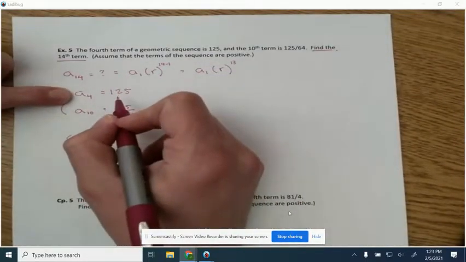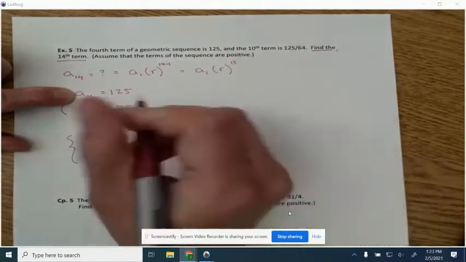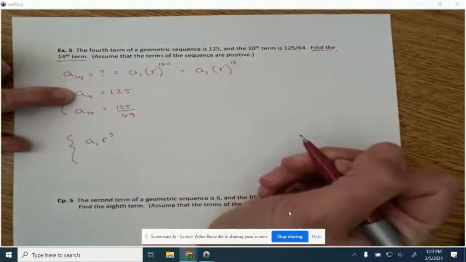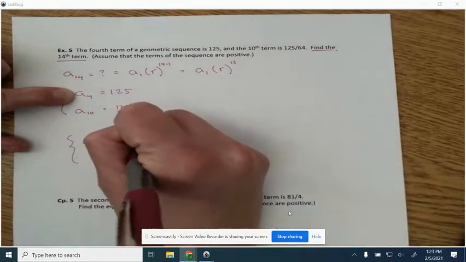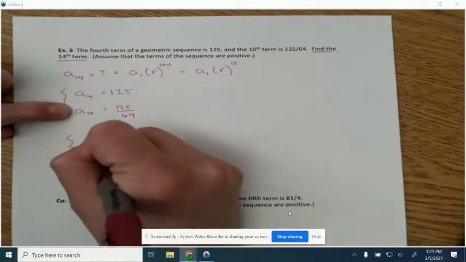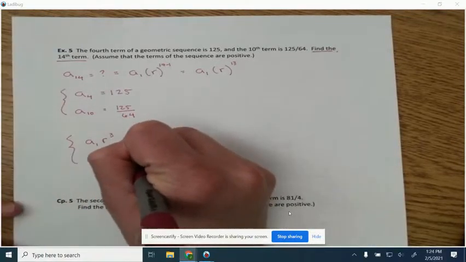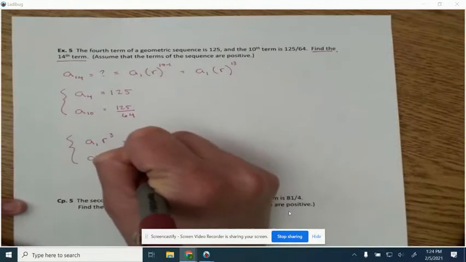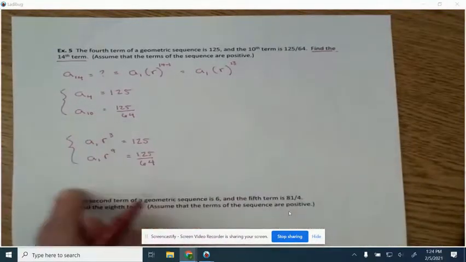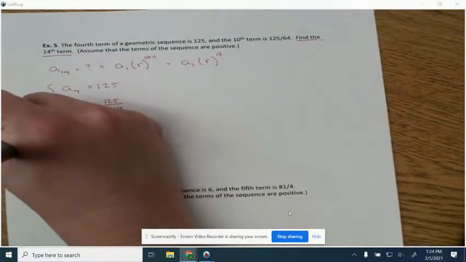The fourth term in the sequence. The way I get to the fourth term is I start at the first term, and I multiply by the common ratio cubed, and this is going to equal 125. To get to the 10th term, I start with the first term, I multiply by the common ratio to the 9th power, and this is equal to 125 divided by 64. And this is my system. I have effectively set up my system of equations.